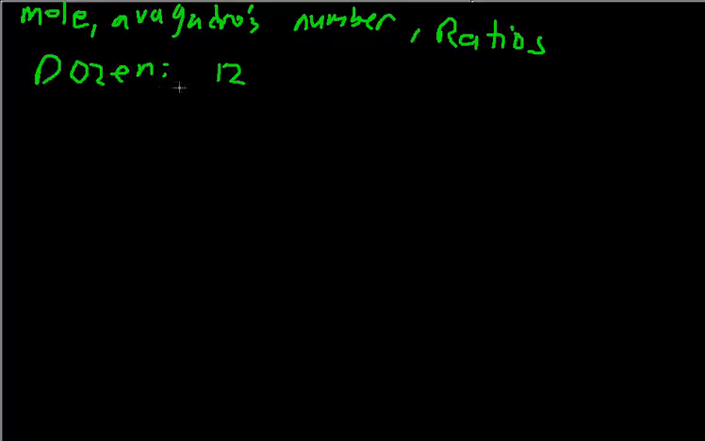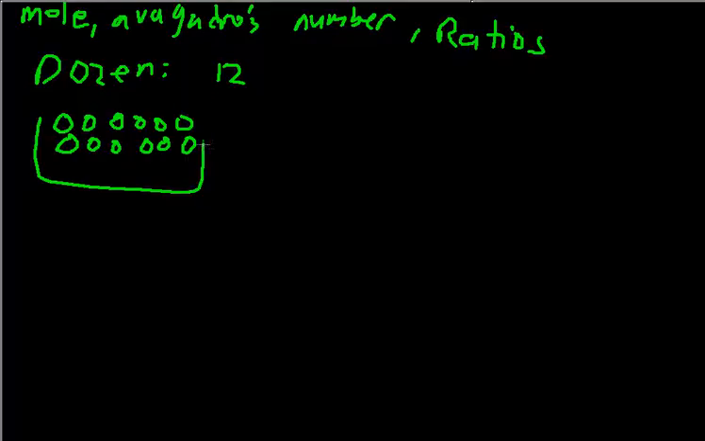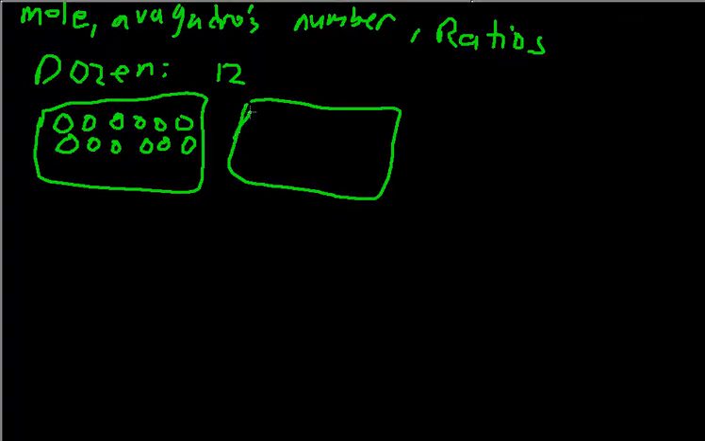being 12 of something. So if we have a dozen eggs, that means we have 12 eggs. So 4, 5, 6, 7, 8, 9, 10, 11, 12 is a dozen eggs. Or we might have a dozen arrows. We might have 1, 2, 3, 4, 5, 6, 7, 8, 9, 10, 11, 12 arrows. So we can have a dozen eggs, we can have a dozen arrows, a dozen footballs, things like that.